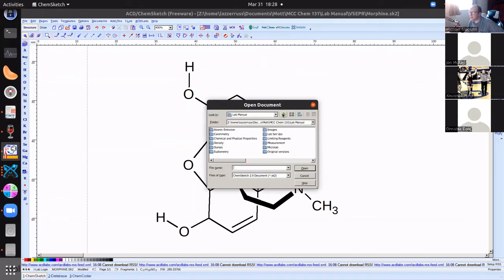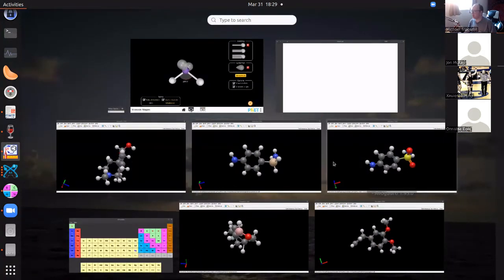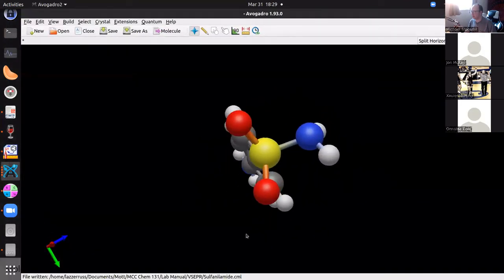I drew it here somewhere. We're going to have this situation here. So now we have a silicon here and we're giving it these 2 hydrogens, right? And we're going to maintain that same tetrahedral structure around the silicon. So let's take a look at what these guys look like with our other model here. Here we have the sulfanilamide.